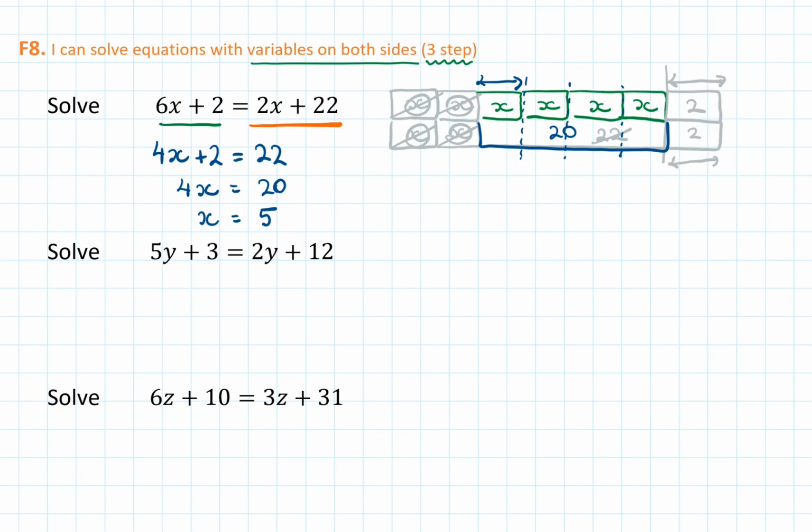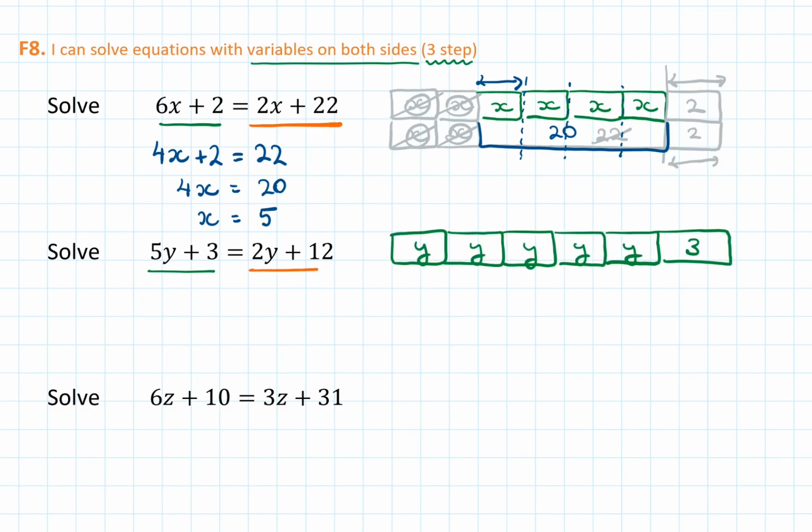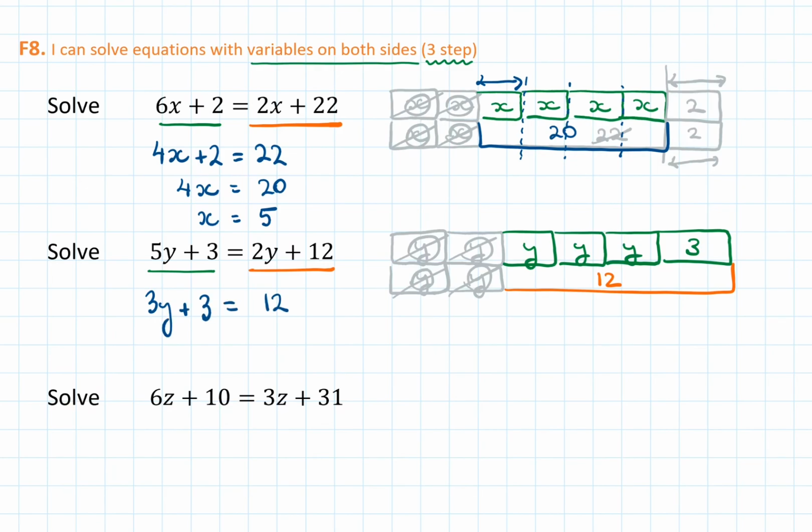Now let's look at another example. Here, my left-hand side is 5y plus 3. Let's draw the bar model. On the right-hand side, we have 2y plus 12. We can follow the exact same steps as before. We start with this y, which equals that y, and y equals y again. Therefore, what we're left with is 3y plus 3 equals 12.